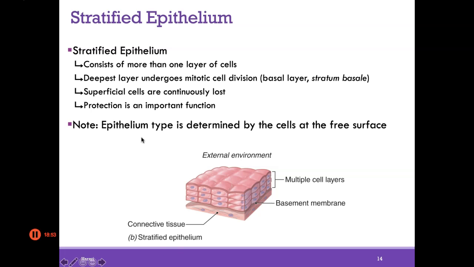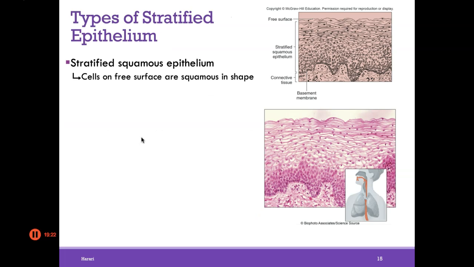Right? The epithelium type is determined by the cells at the free surface. So that's important. So the deeper cells may be a different shape than the surface cells. So when we talk about the stratified epithelia, we're naming them based on the shapes of their surface cells. So they could be stratified squamous, stratified cuboidal, or stratified columnar. We're going to really only focus on stratified squamous in this class. So stratified squamous epithelium has cells on the free surface that are squamous in shape, right? Those flat cells.